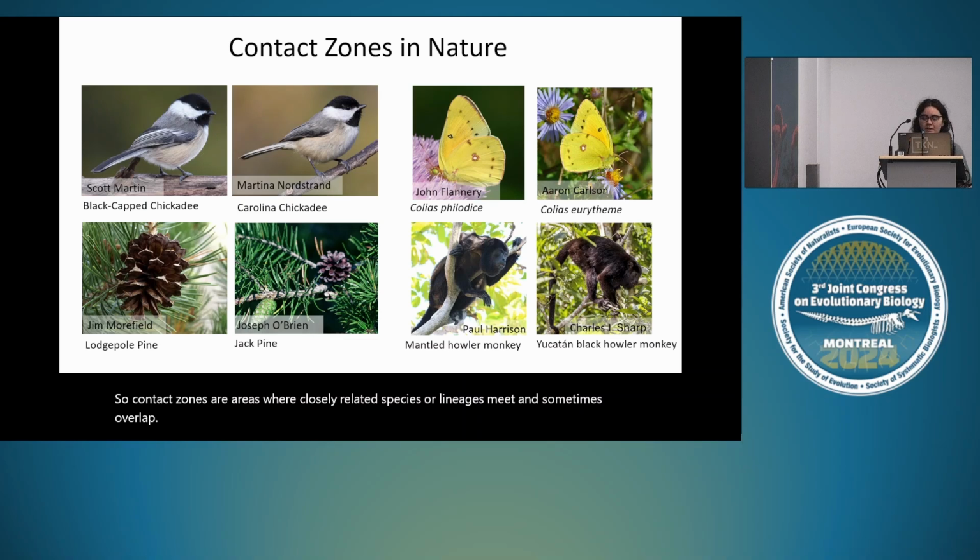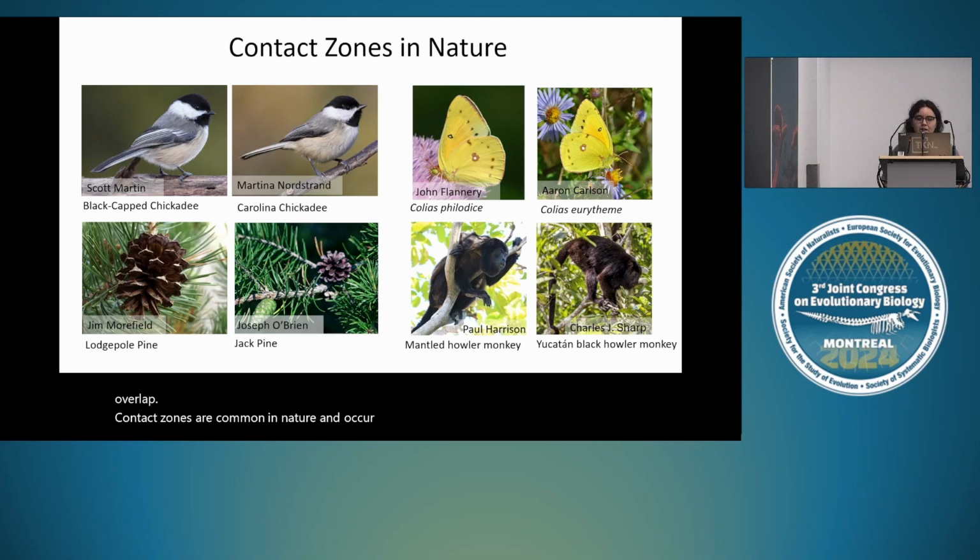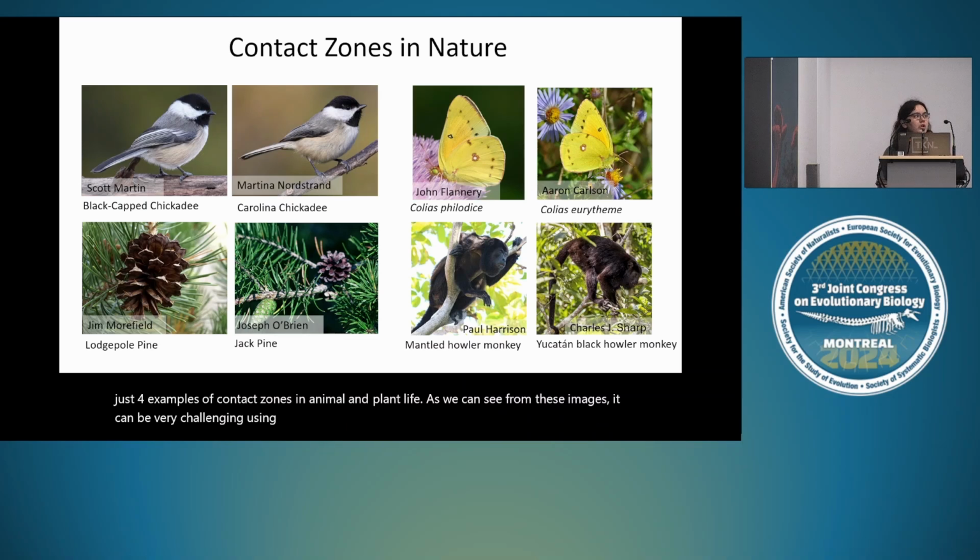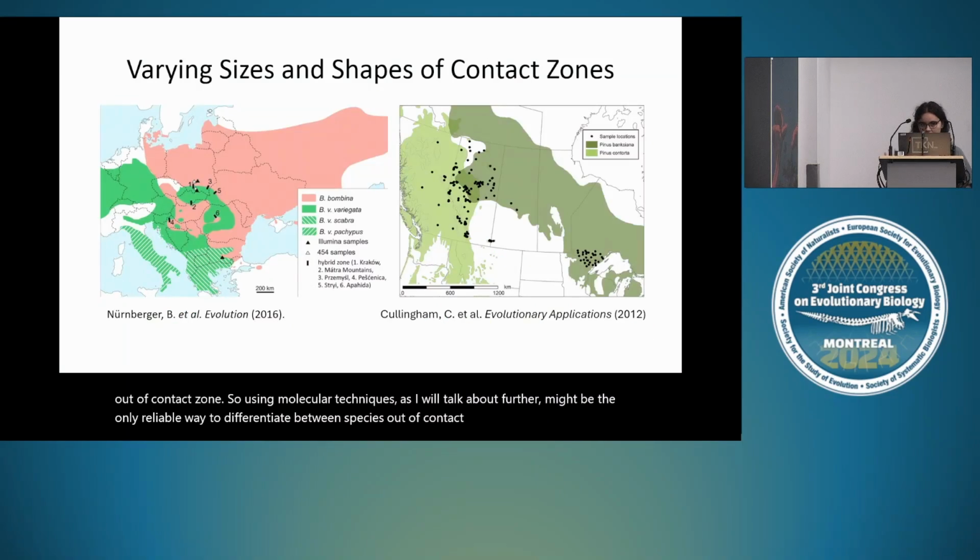Contact zones are common in nature and occur across a wide range of species. Pictured are just four examples of contact zones in animal and plant life. As we can see from these images, it can be very challenging to use only morphological features to differentiate between species at a contact zone. So using molecular techniques, as I will talk about further, might be the only reliable way to differentiate between species at a contact zone.